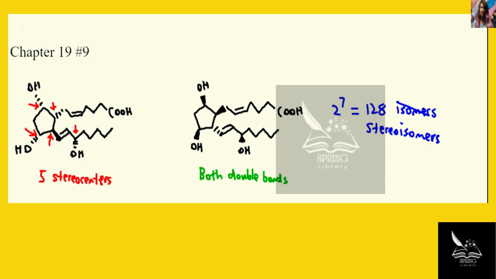Again, we got the enantiomer just by flipping all of the stereocenters in the original molecule, and there were 5 of those stereocenters. And so that's the answer to Chapter 19, problem number 9.